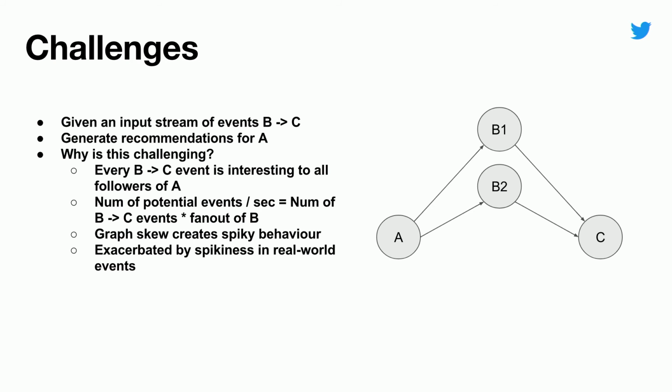This is also exacerbated by spikiness in real world events. In the real world, Twitter usage spikes when there's a real world event, whether there's some news event, there's sports, or whatever it is. And these are inherently spiky. There's not a uniform set of events happening over time in the world. So that spikiness is exacerbated. These systems have to deal with that spikiness as well.